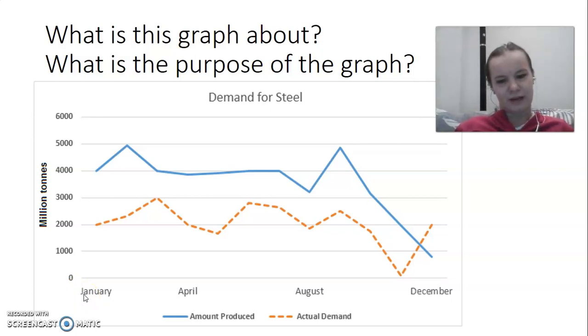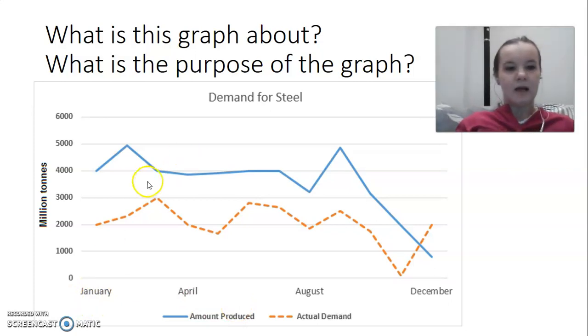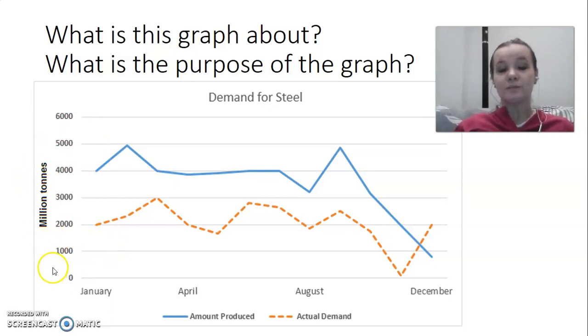Not several months, but it's the whole year. But be careful because you see it says January, and the next one is April, then August, then December. But actually it's the whole year, right? And the units of measurement are million tons. Yeah, that's what we see.